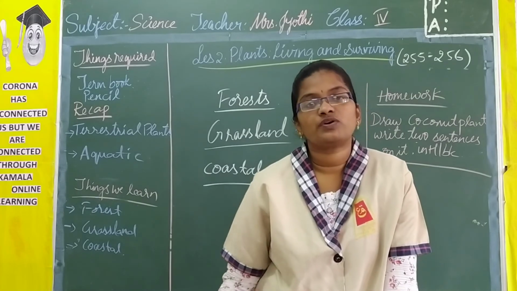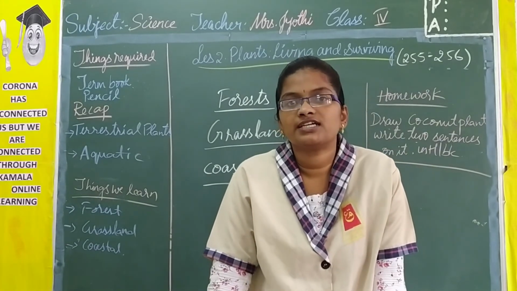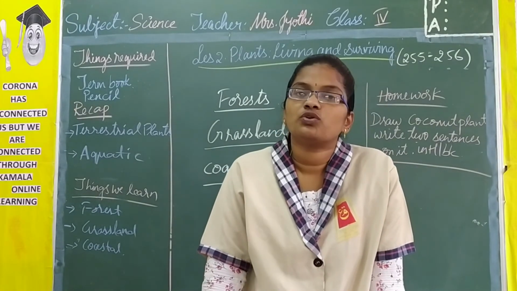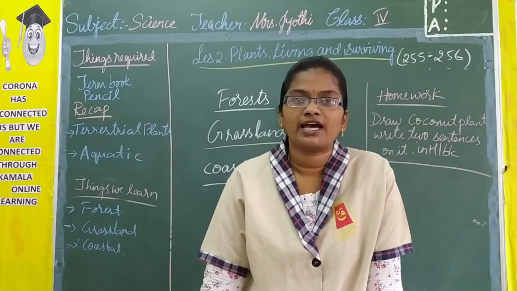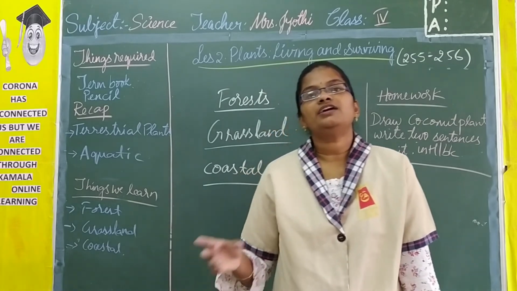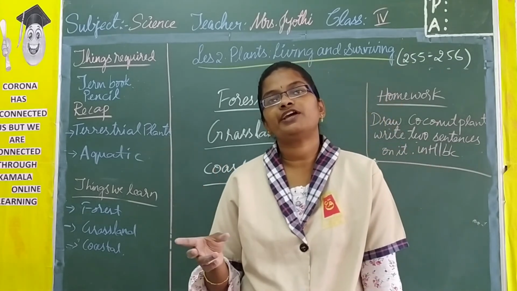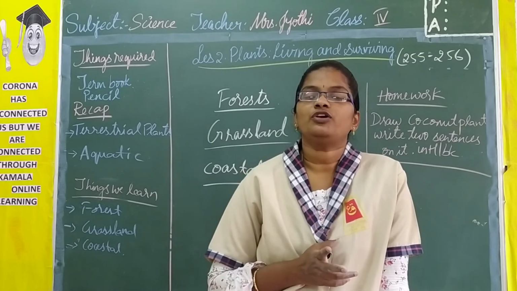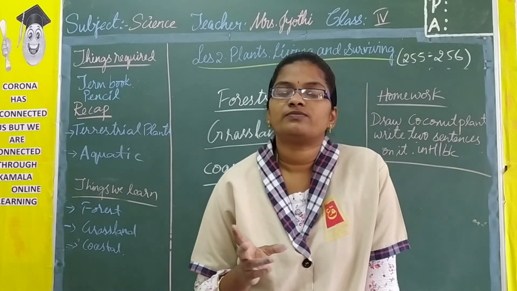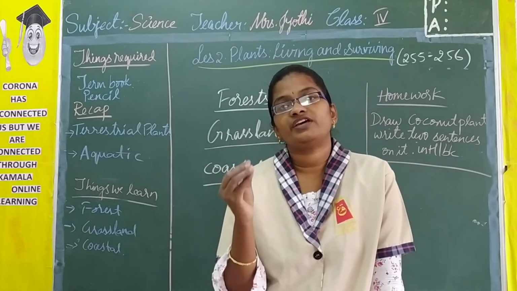And the last one which we have learned under terrestrial is the plants which grow in coastal areas. So the best examples are coconut and pepper. And here they receive too much rainfall and the climatic condition will be very hot and humid. And here the water will be very salty.